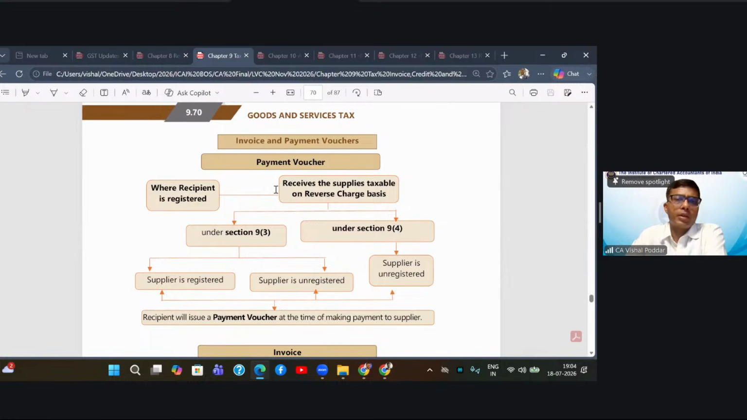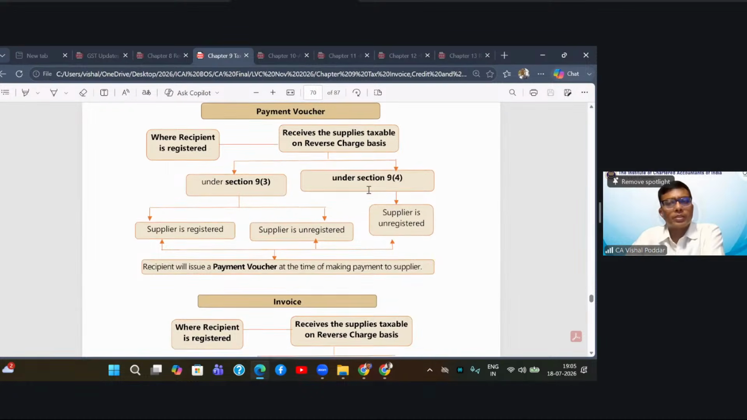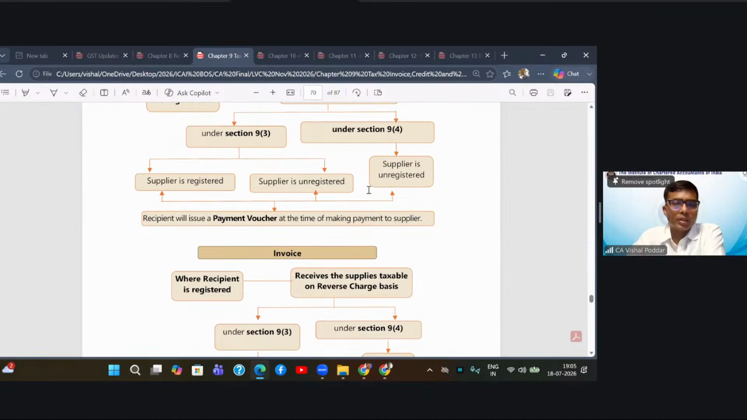Next comes another document, that is the self-invoice and payment voucher. Now, when is this applicable? Whenever I am procuring goods or services which are covered under RCM, that is, the liability to pay taxes is on me. Now, wherever my supplier is unregistered, in such cases, the supplier will not give me a tax invoice. And if my transaction is covered under either 9(3) or 9(4), in both these cases, wherever my supplier is unregistered, the supplier will not be issuing me any invoice.